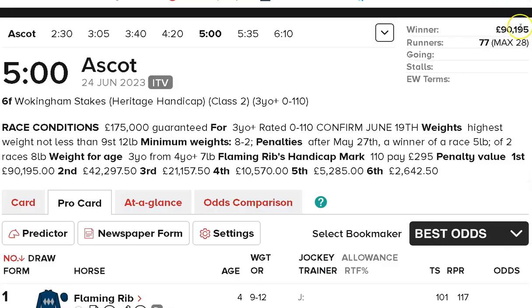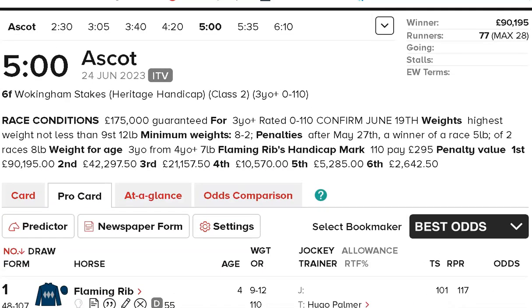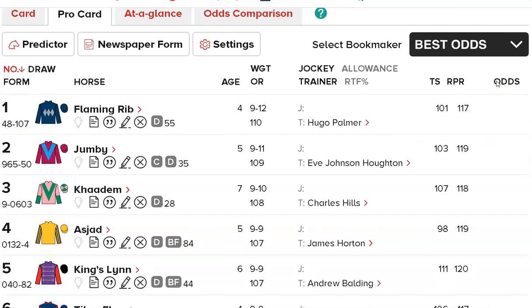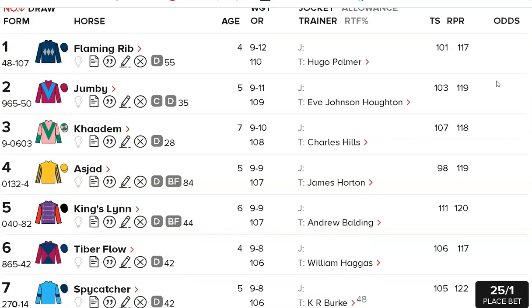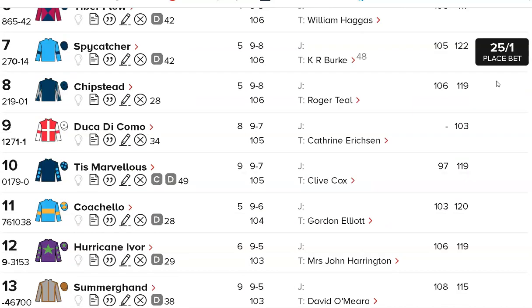So these are all the entries. The weights are already decided. That's the first thing you need to know. Unless you've got a penalty for winning a race after the 27th of May, you get a penalty. But other than that, and we'll see in a bit, any form where you're going to get raised in the weights won't matter, it's an early closing race, that's all I'm saying.